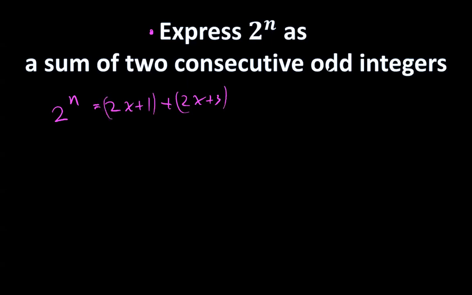So I need them both to be odd, right? We got that for free on the last example. And then I'm just going to solve this for x, and that will tell me my two consecutive odd integers. So this will be 2 to the n is equal to 4x plus 4. Okay, what would I do next? Someone other than Amal, what would I do next to solve this?